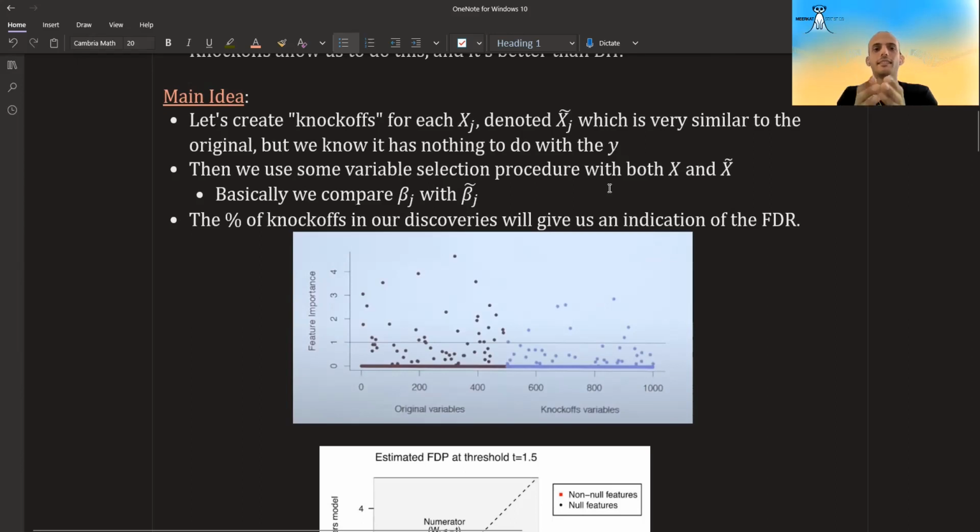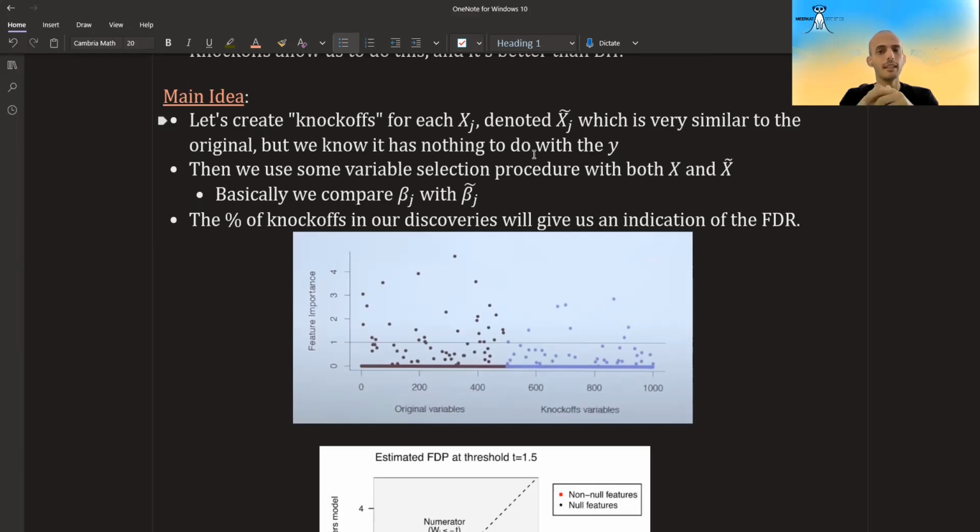Knockoffs, as its name implies, creates knockoffs, cheap imitations of the original features, or the original x's. So for each x_j, we will denote by x tilde j, or x wiggle j, the knockoff version of it. It has to be very similar to the original in certain things, but it also has to be a bit different. But what we know about it is that it doesn't have anything to do with y.